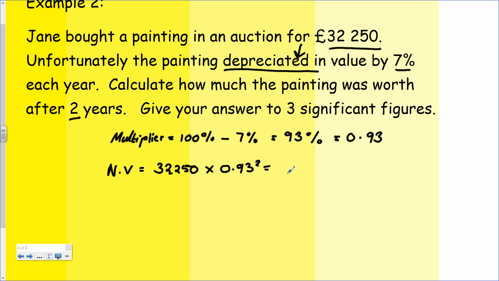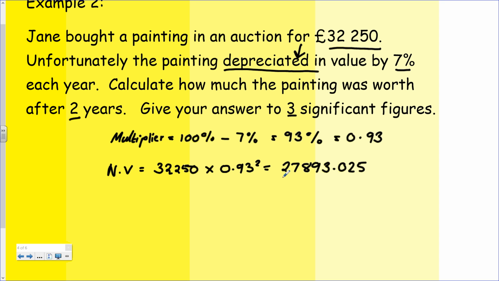And this time I've got 27,000, so that's going down, which is right, £27,893, and then I've got 0.025. Looking back at the question, it's asking me to round my answer to three significant figures.